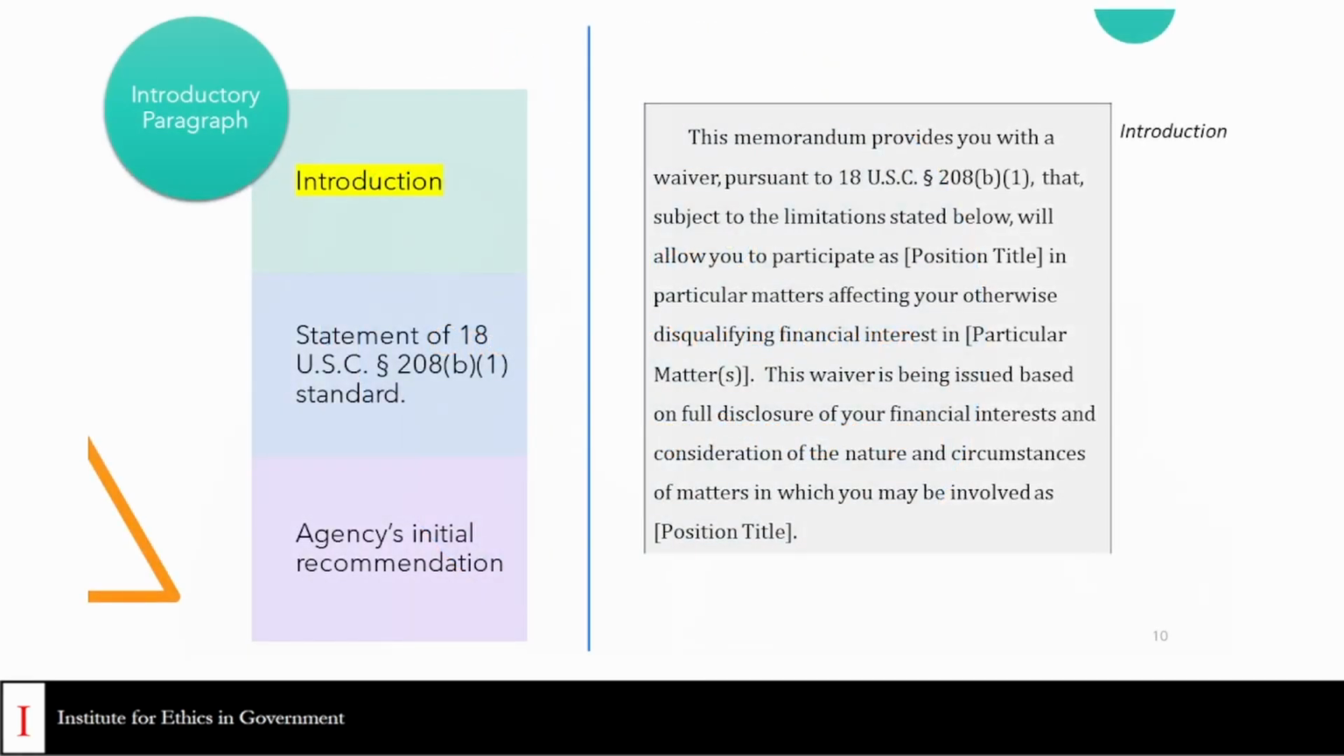We begin our drafting journey with the introductory paragraph. There are three main components of an introductory paragraph. First, an actual introduction to the document, which is the sample language you see on this slide. This paragraph contains information about what the document actually is, a waiver, who it's for and their position, and what the basis is for issuance. Number two, the introductory paragraph should also contain a statement of the 18 USC 208B1 standard. And lastly, the agency's initial recommendation.